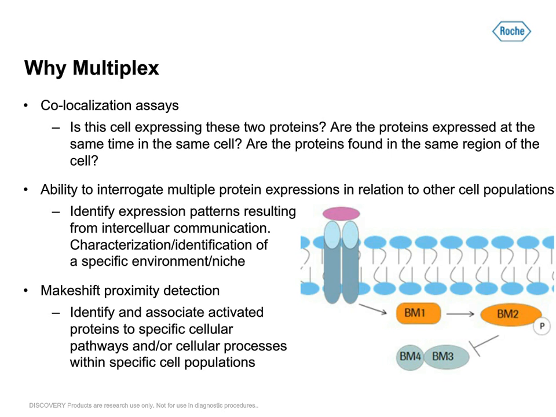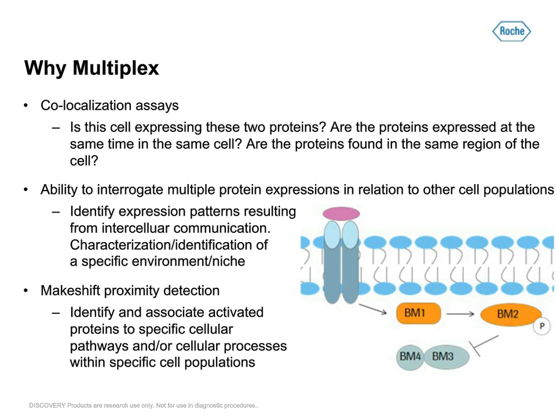Oftentimes, researchers may want to interrogate whether or not protein expressions are different in relation to differing cell populations. For instance, is this macrophage expressing a certain biomarker in relation to a T cell? What is this neighboring T cell expressing as well? It enables the researcher basically to interrogate, in the context of tissue, which cells are expressing which proteins.